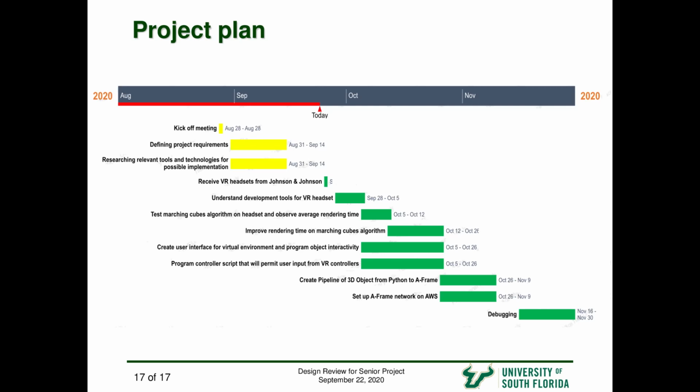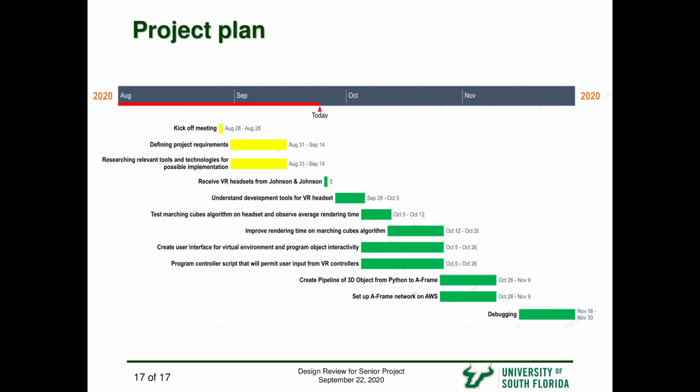As you can see from this Gantt chart, we are taking a multi-phase approach to development for the rest of the semester. From August 28th to September 14th, you can notice that this period of time is marked in yellow, as it defines the period of time where we did not have the necessary hardware or tools to actually test code or do any deployments to the headset. Instead, we focused on defining project requirements and researching relevant tools and technologies for possible implementation. Last Friday, we actually received our Oculus headsets.